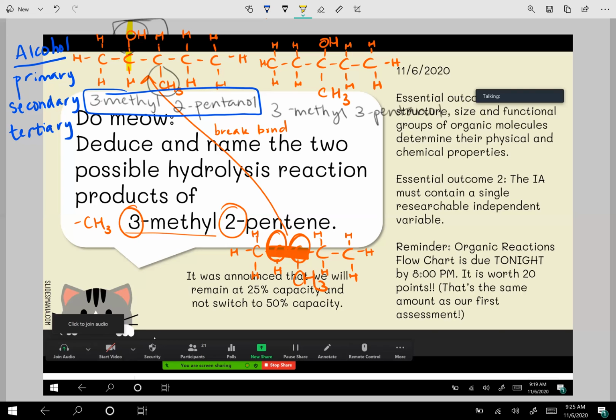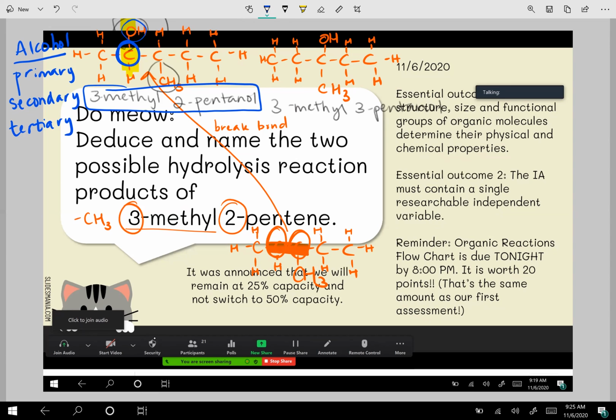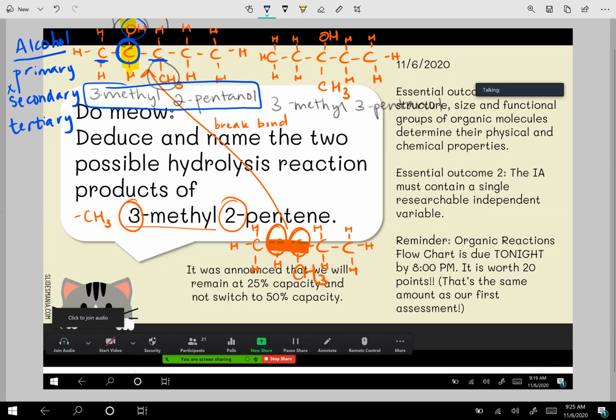Okay, we have some different answers here. So if I'm looking at this carbon-OH bond, I want to see how many carbons this carbon that's attached to my OH is bonded to. And so it's bonded to this one and this one directly. So that would make this one secondary. Secondary for this one.